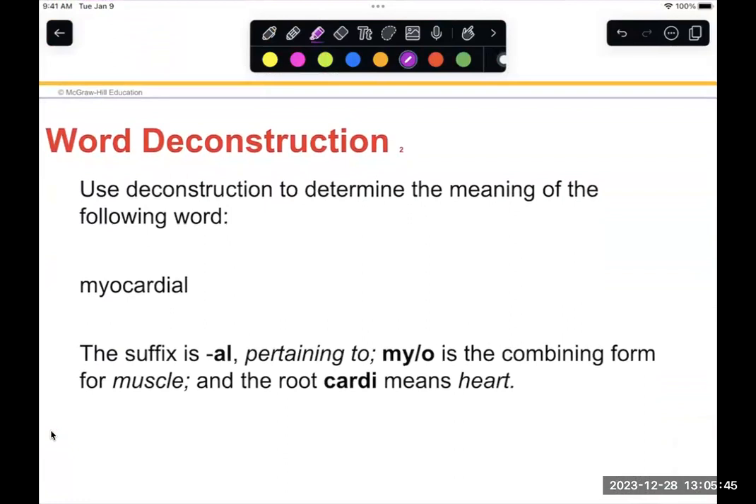Another way we can deconstruct a word: let's look at that suffix, al, which means pertaining to. My is my root word. O is my combining vowel. Combining form, myo, means muscle. And cardi means heart. I said that wrong. Myo is my combining form. We have two root words in here actually. Myo, muscle, cardi, heart. Myocardial, pertaining to heart muscle.